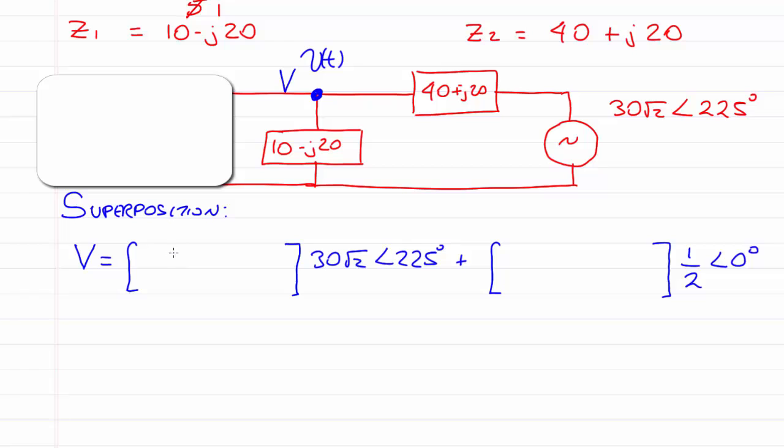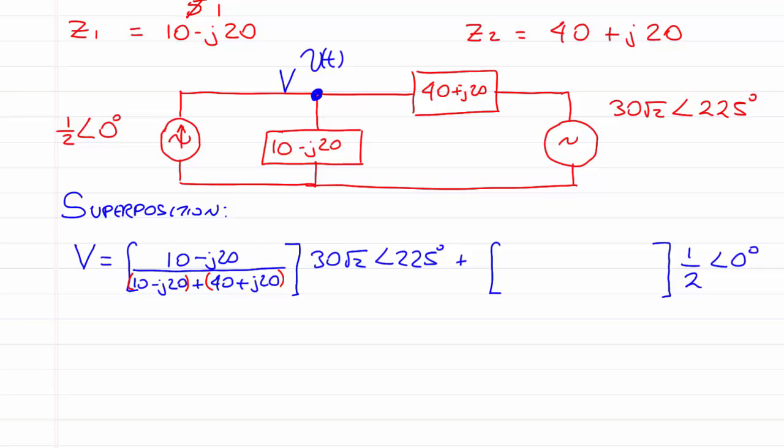You can see I'm going to have a voltage divider formed of 10 minus j20 divided by 10 minus j20 plus 40 plus j20. We could put brackets around those if we want, and I'll put them in a different color just so we can see where they came from. Looking now at the current source, when I set the voltage source to 0, or short it out, I'm going to end up with 10 minus j20 in parallel with 40 plus j20.